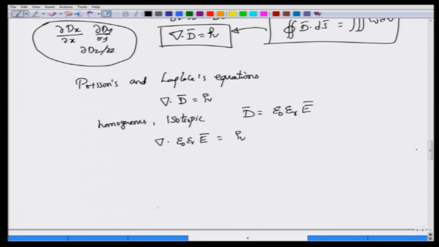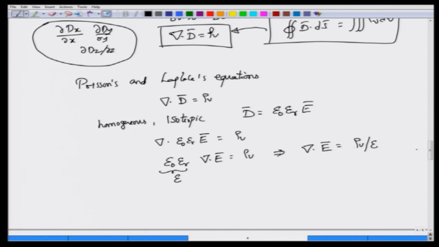Epsilon 0 is just a number, it can also come out of the integral. So, what this becomes is epsilon 0 epsilon r del dot E is equal to rho v. Let me call this product epsilon 0 into epsilon r as some epsilon. Okay. So, if I call this as some epsilon, then what I get is del dot E is equal to rho v by epsilon.